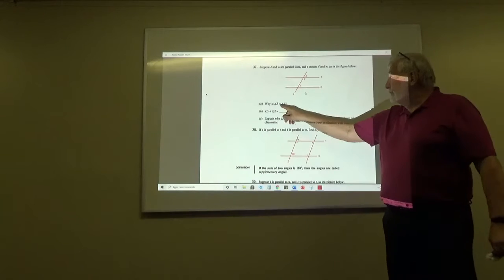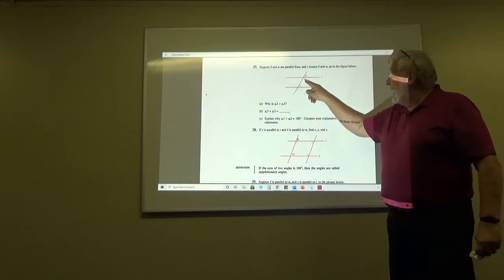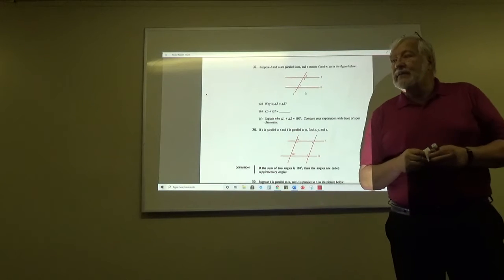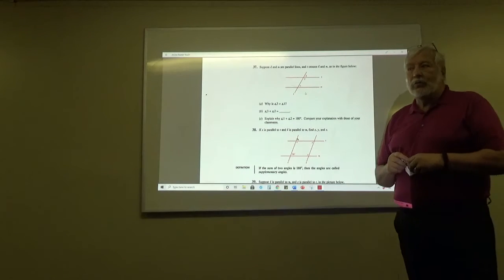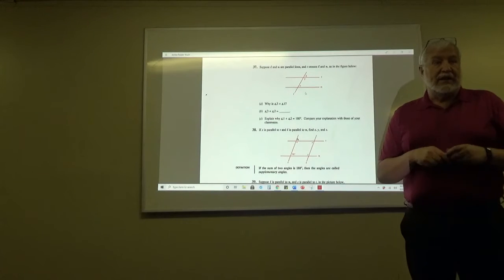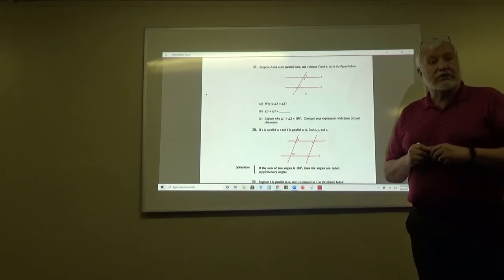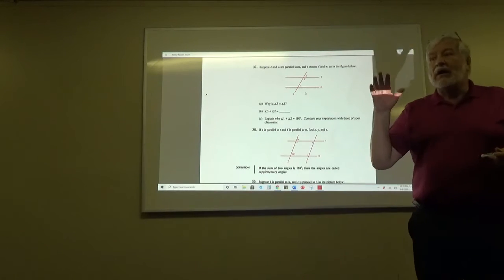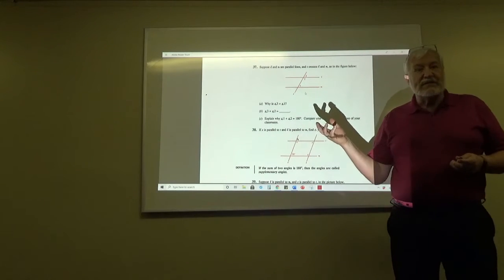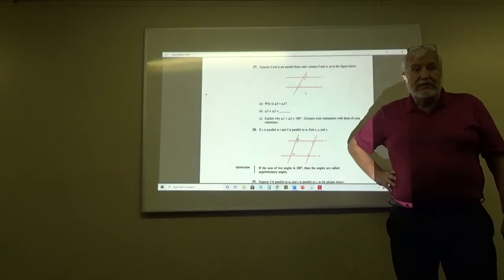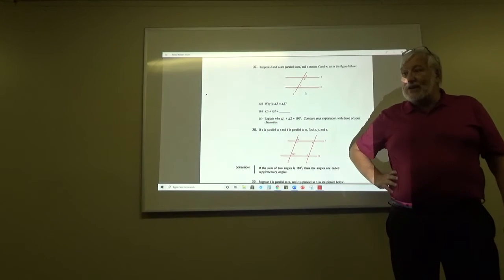Now, why is angle 3 equal to angle 1? This is a vocabulary word. It starts with a C. Corresponding angles. Okay, now what are some of the other words in the congruent part besides corresponding? There's another one that starts with an A.